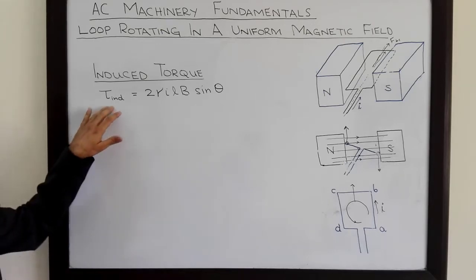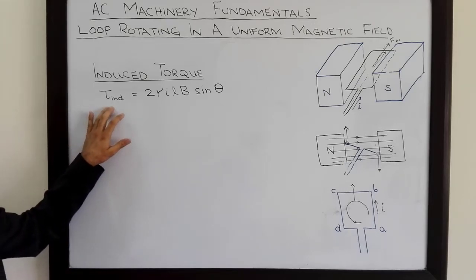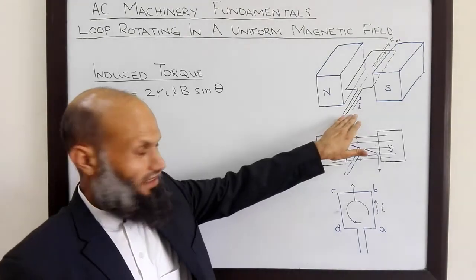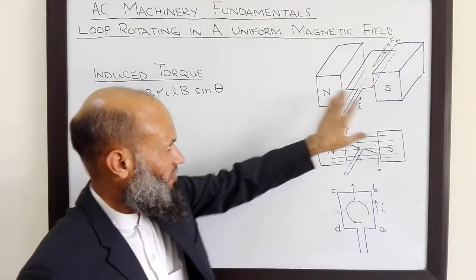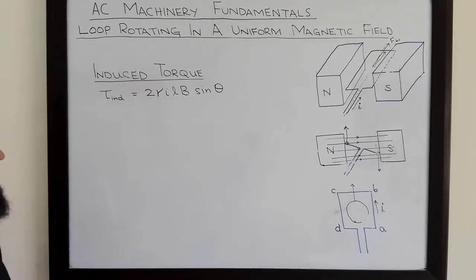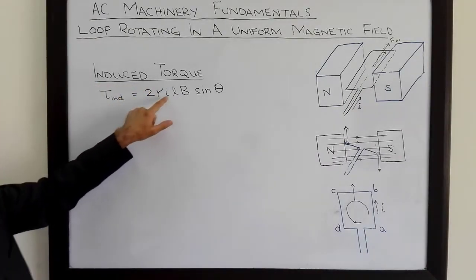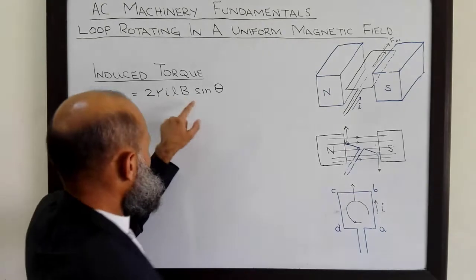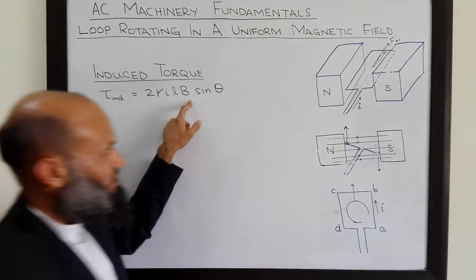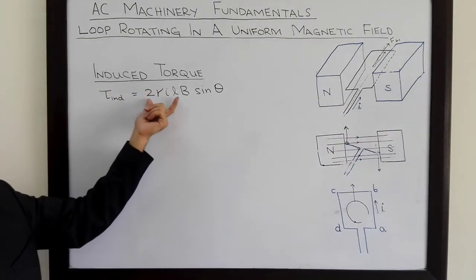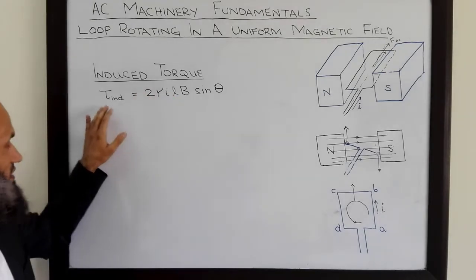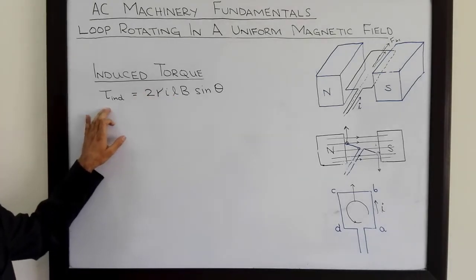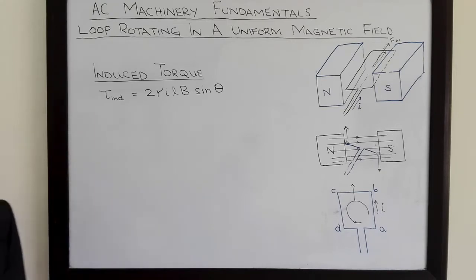So here is the expression for torque induced in this coil carrying a current I and placed in a uniform magnetic field created by north and south poles. This induced torque depends upon current in the coil, it depends upon the flux density, and also depends upon the construction of the machine. So we want to write this expression in another form, which will be more convenient when we shall be talking about real AC machines.